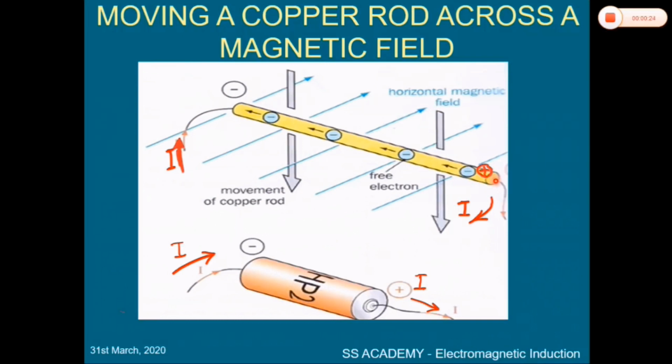Or it is left short of electrons, hence it is positive. Thus there is now a voltage across the ends of the moving rod. Correct? Like in this way. If you join the ends of the moving rod to form a complete circuit, what will happen?